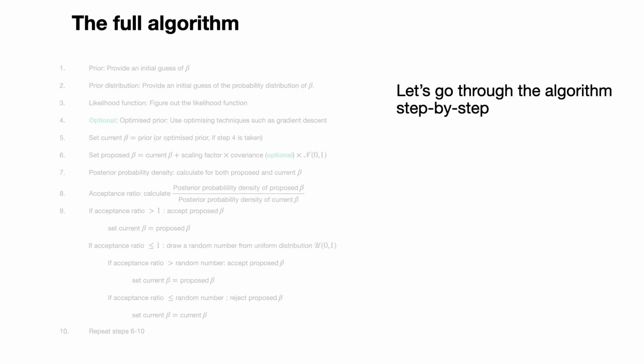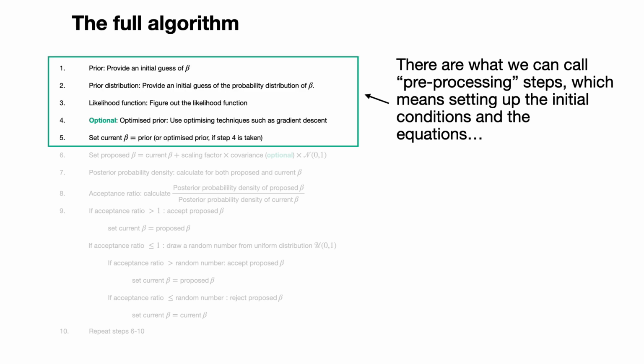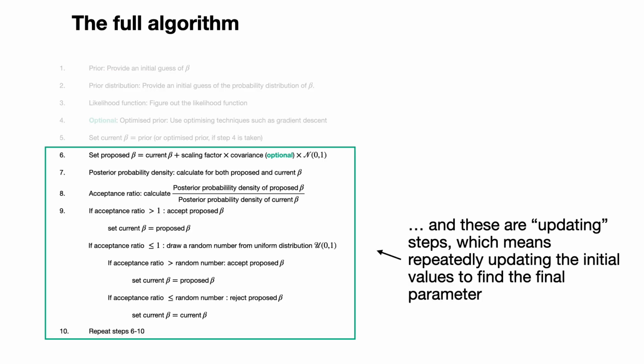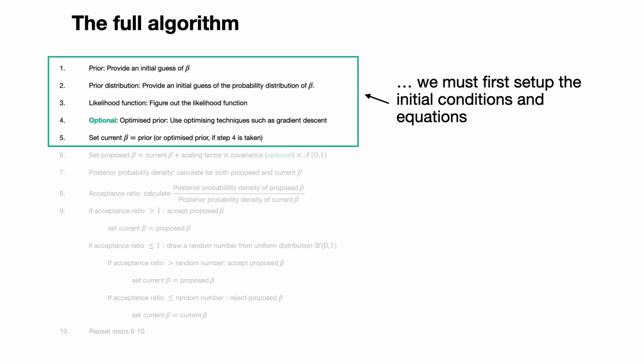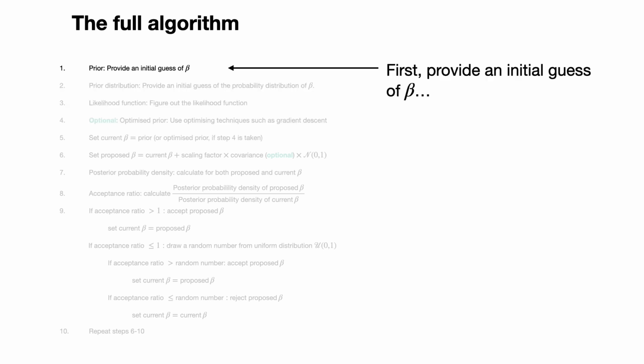Let's go through the algorithm step by step. The first half of the algorithm is what we call pre-processing steps, which means setting up the initial conditions and the equations. The bottom half is what we call the updating steps, which means repeatedly updating the initial values to find the final parameter. This section is what is referred to as the Metropolis Hastings algorithm. But before we go here, we must first set up the initial conditions and equations.